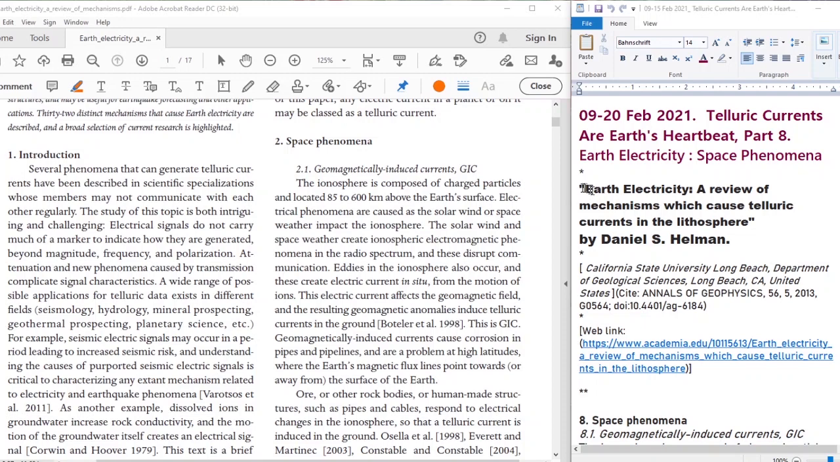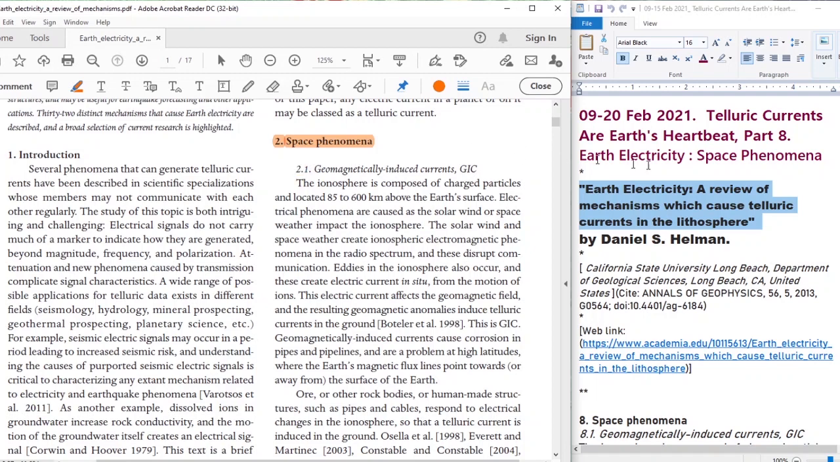All right, so the article is Earth's Electricity: A Review of Mechanisms Which Can Cause Telluric Currents in the Lithosphere, by Daniel S. Hellman. This is a great article I got on academia.edu. The first part of it, I have already done: the introduction and the abstract. So this is going on with space phenomena, section 2.1. I'm calling it part 8 because I've done some introductory videos that explained why this was so difficult, so I'm at part 8 in my series, and not part 8 in the material itself. Here we go.